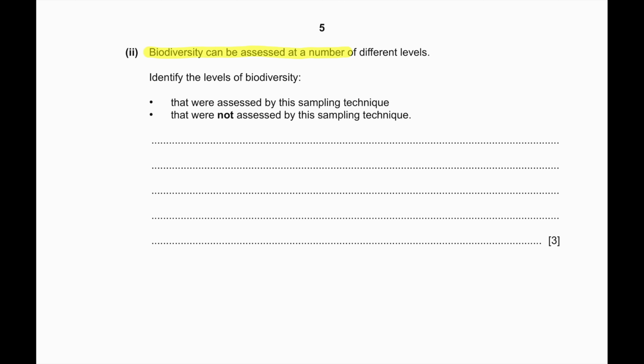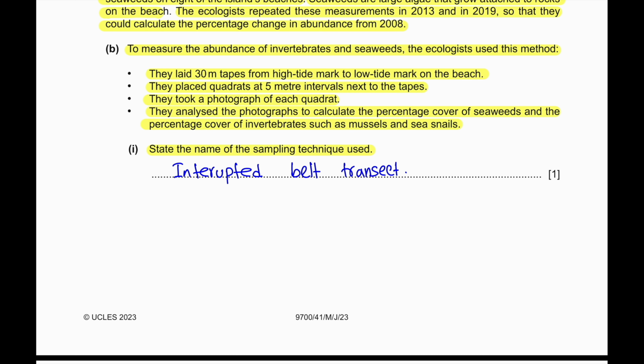Biodiversity can be assessed at a number of different levels. Identify the levels of biodiversity that were assessed by this sampling technique and that were not assessed by this sampling technique. On the fourth point here, we can see they have taken photographs and analyzed them to get the percentage cover of the seaweed, and the percentage cover of invertebrates such as mussels and sea snails.